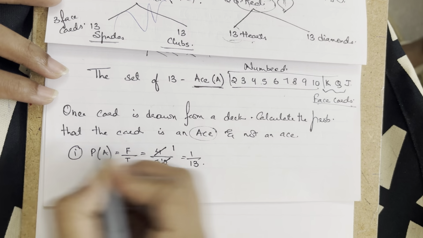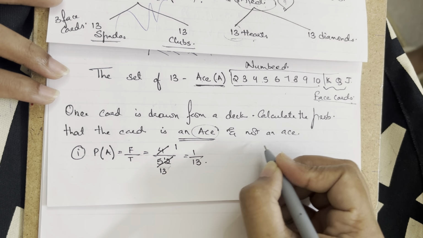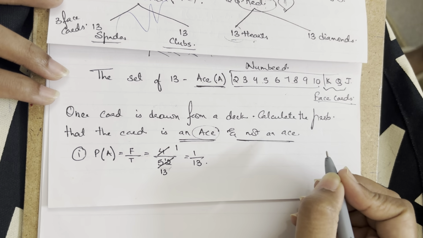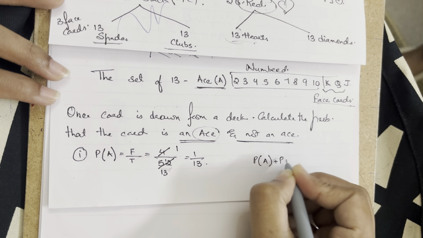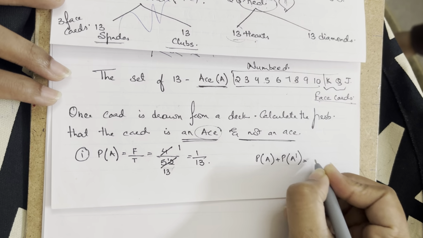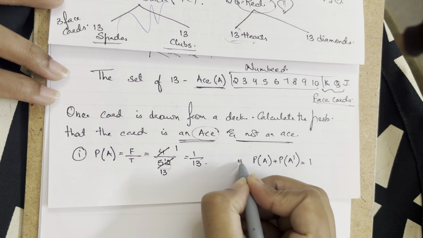That's the first part. The second part is that the card is not an ace. Not an ace means the probability of finding an ace plus the probability of not finding an ace is equal to 1. We can use this formula for the second one.